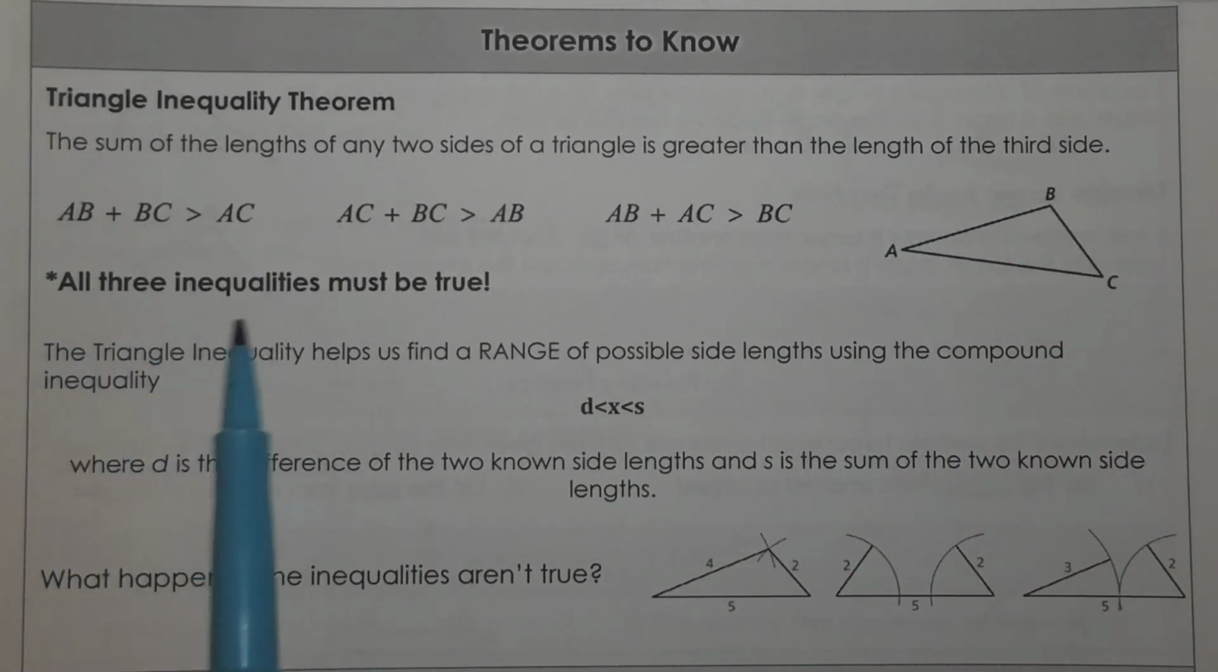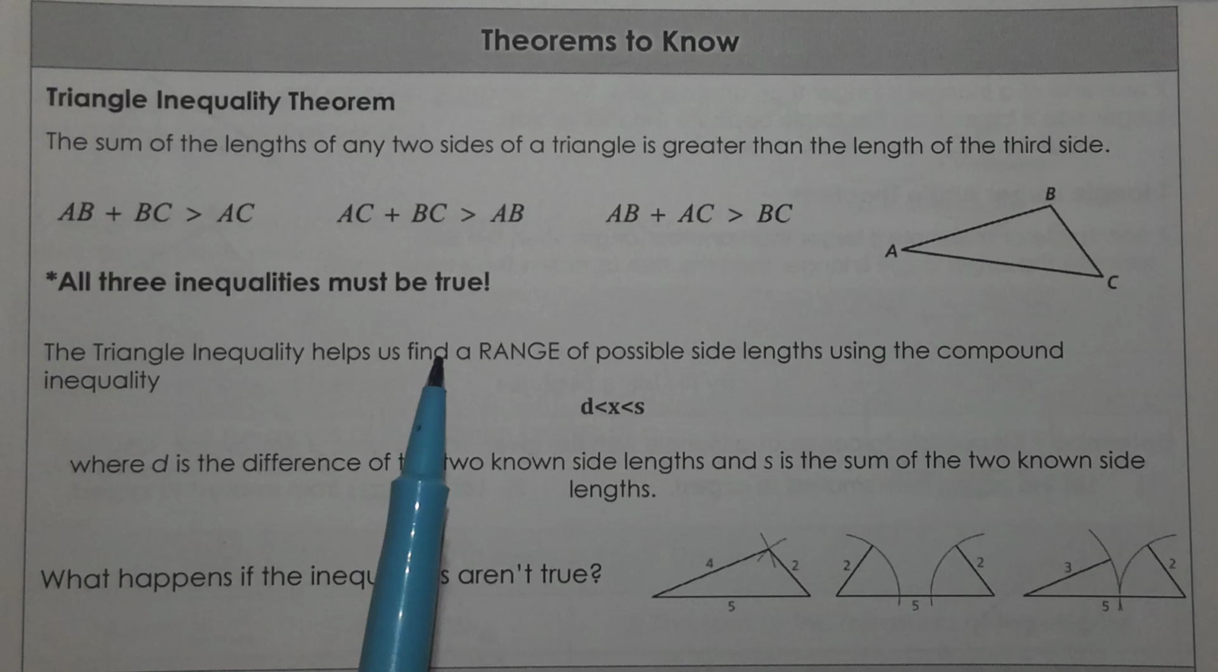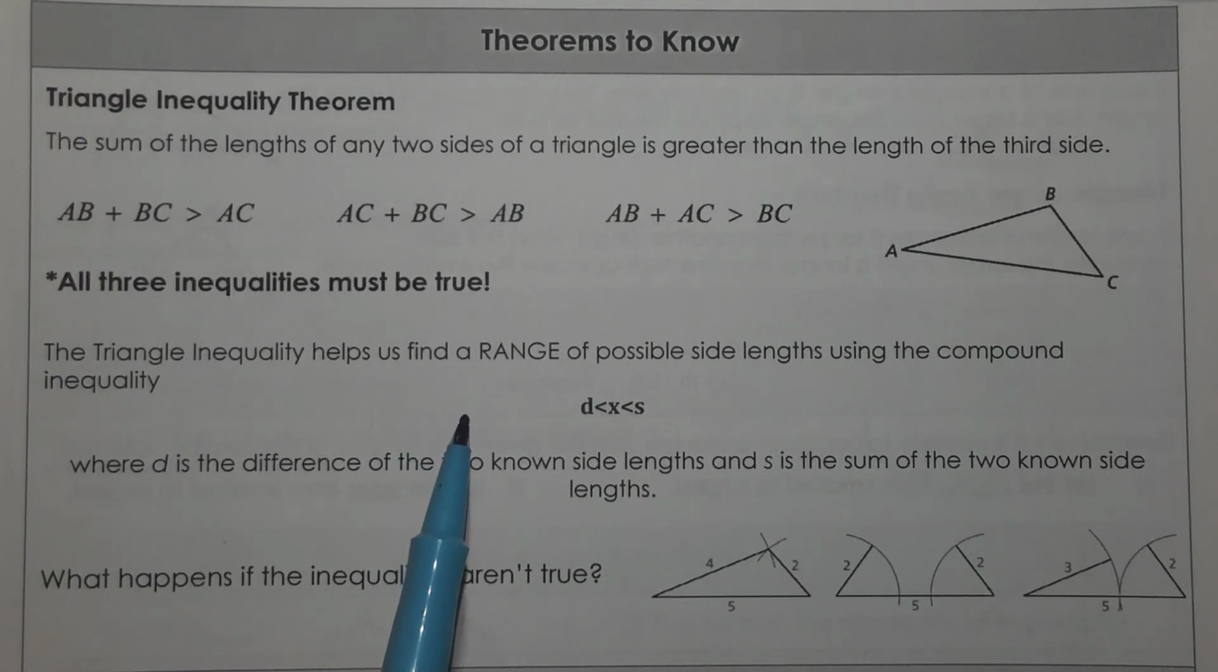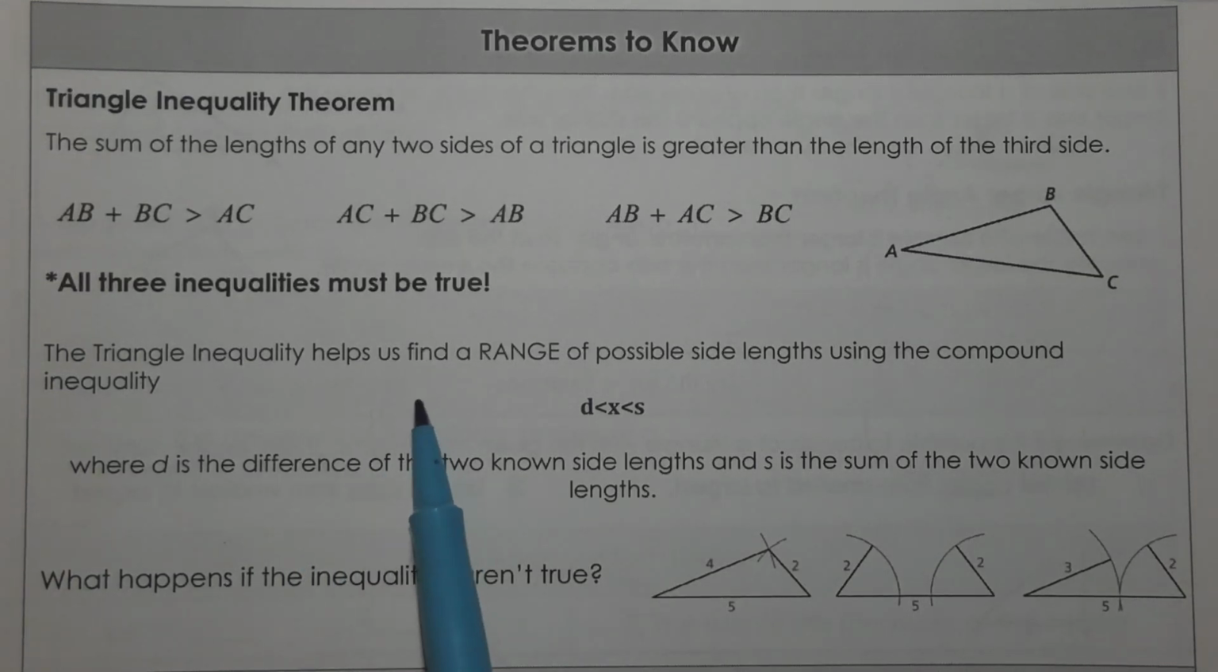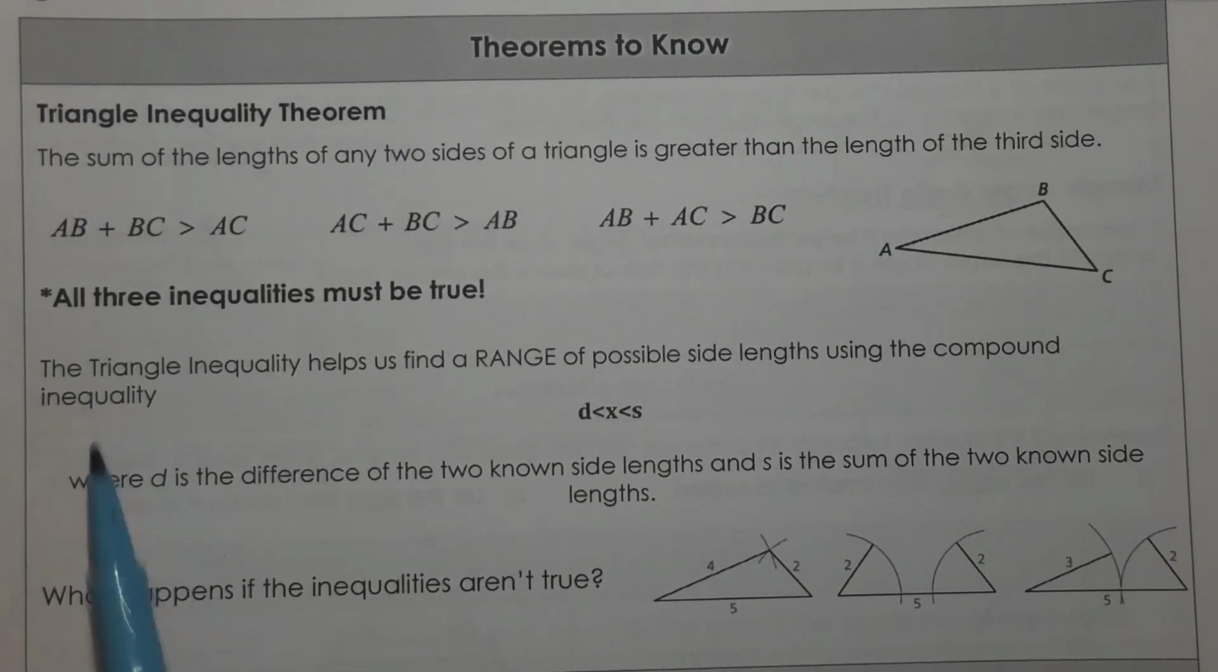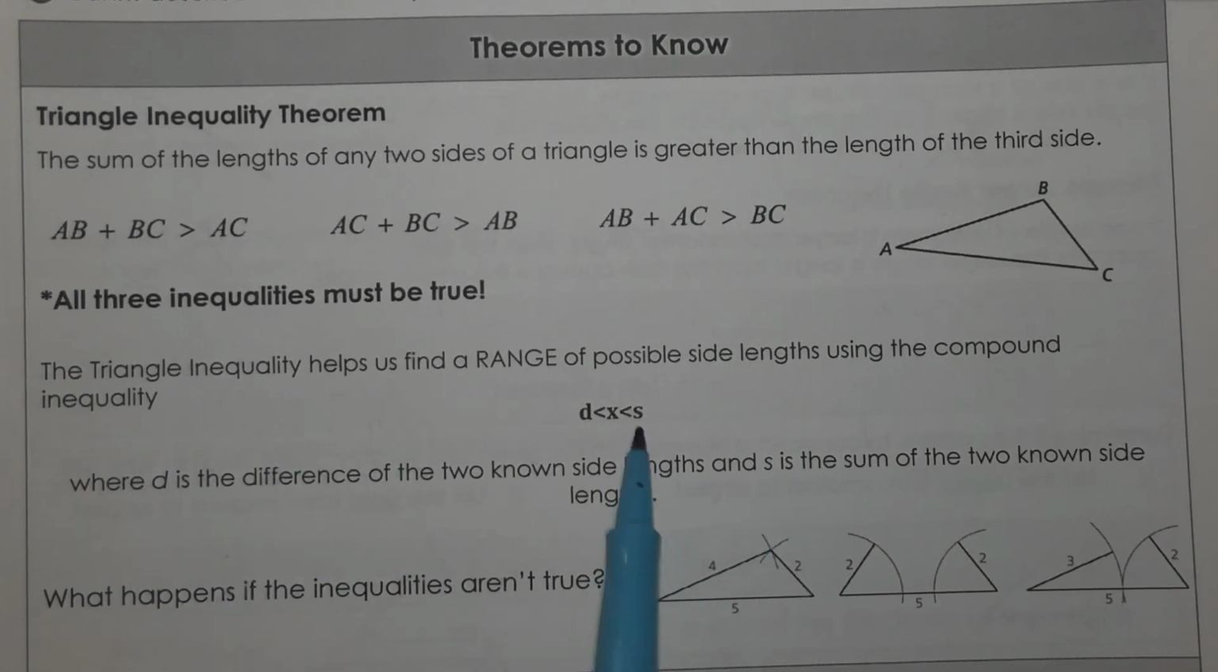It does say here that all three inequalities must be true. So if even one breaks, is it even worth checking the other two? No. If you can find one inequality that fails, don't bother checking the other two, because you already know it's going to fail. Alright, so the triangle inequality theorem helps us find a range of possible side lengths that we can write as a compound inequality. You did this on the Desmos as well. So we're going to have whatever our side length is between the smallest number and the largest number.